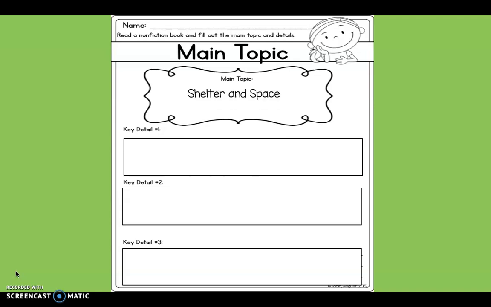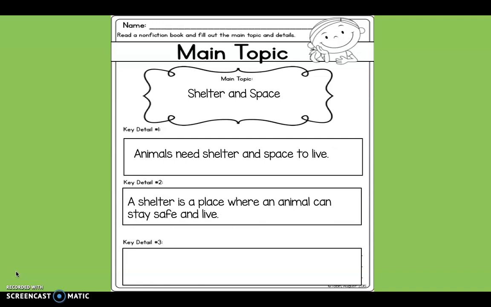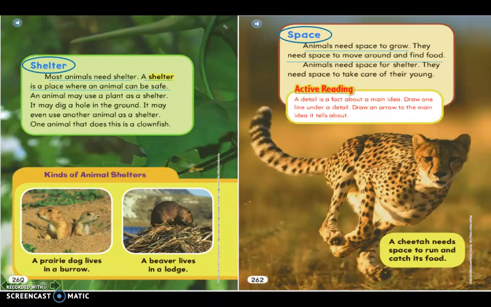And how do I remember that it was about shelter and space? Using those key details. 1, animals need shelter and space to live. 2, a shelter is a place where an animal can stay safe and live. And 3, animals need space to move around and find food. And I can remember those things by going back and using my headings to help me. Remember, my headings here said shelter and my heading here said space. Those were very helpful to understand what the sections were about and how to find out what animals need to live. Great job, boys and girls.